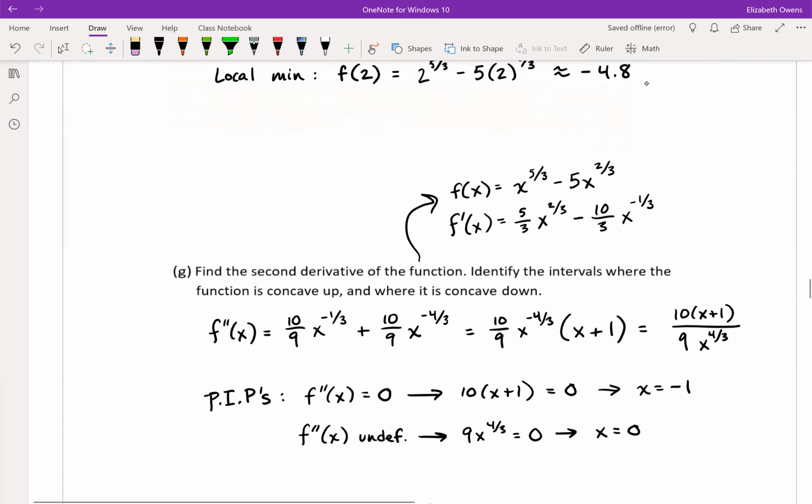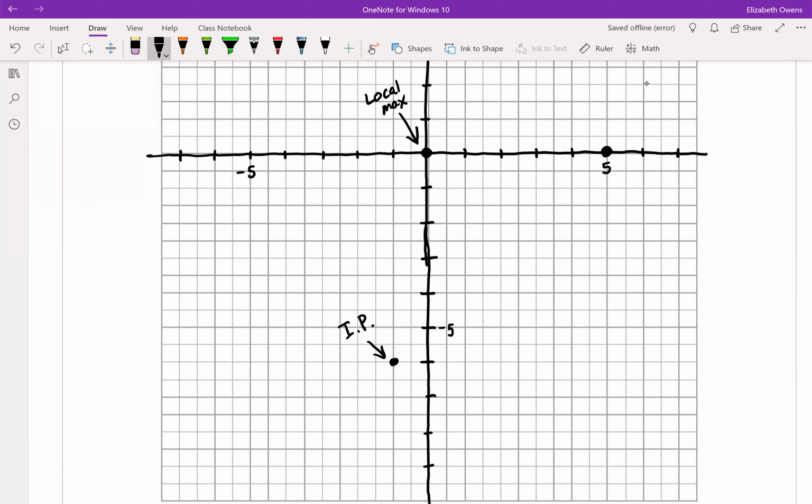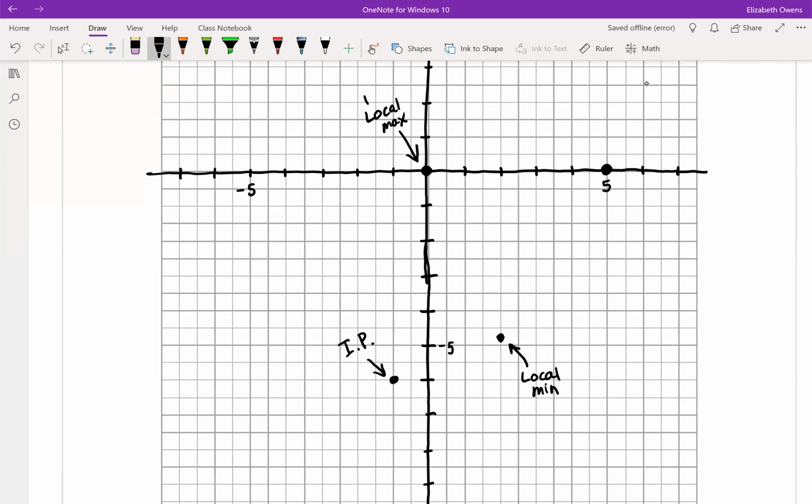Let's put that on the graph as well. So 2 and then approximately -4.8. I'd say that looks pretty good there. Okay, so that guy is a local minimum, the lowest thing in its little neighborhood. I'll label our intercepts as well. Intercept and local max, and then this guy is just an intercept.